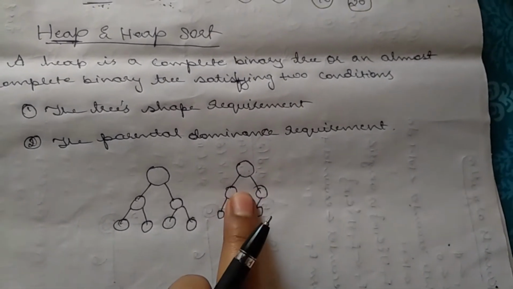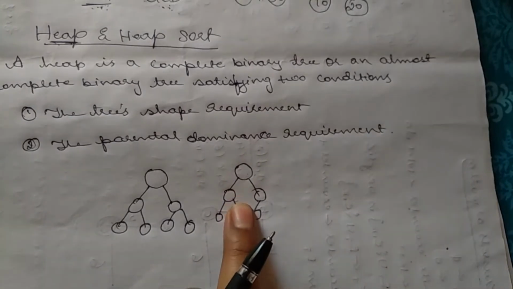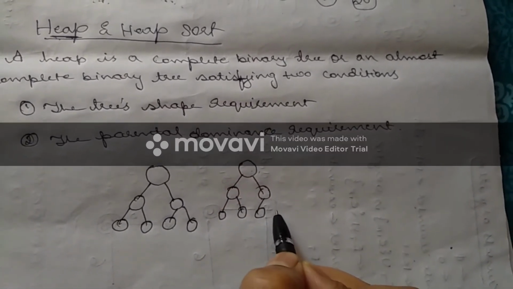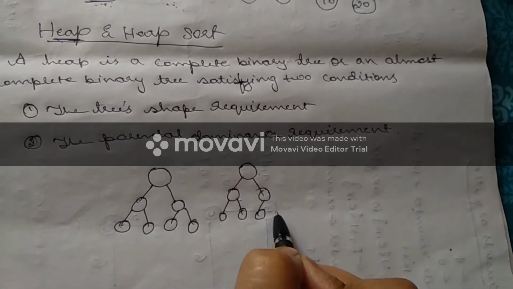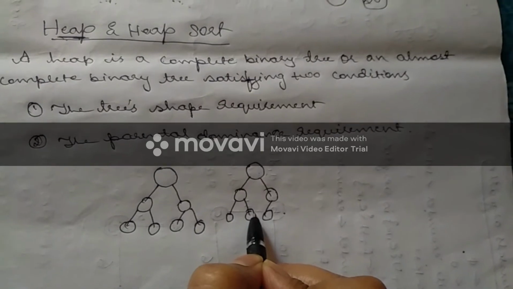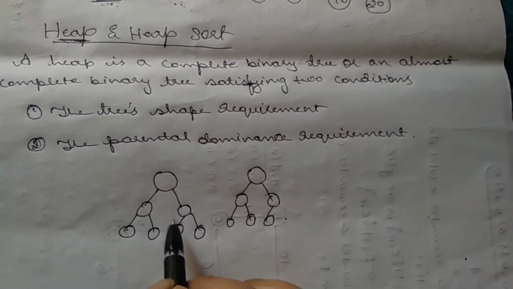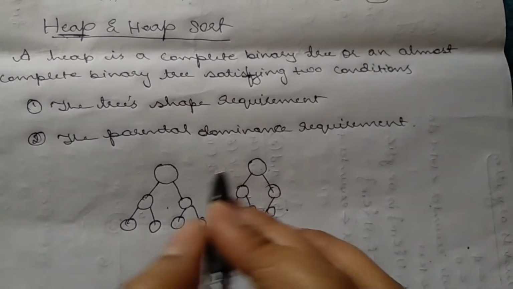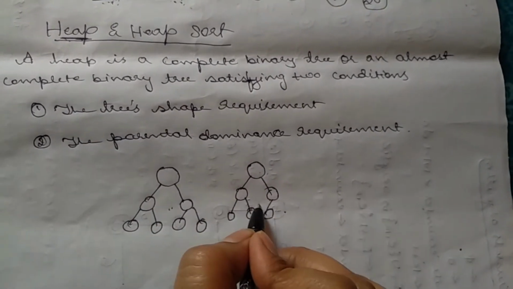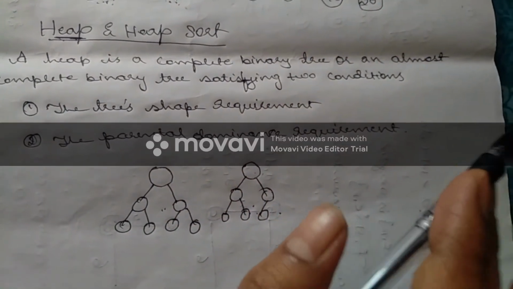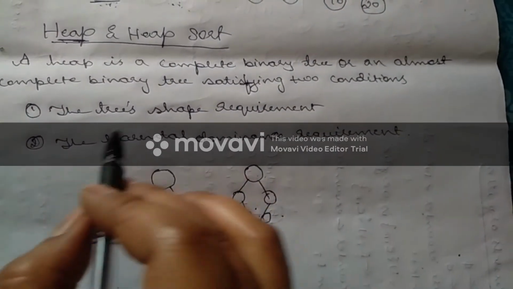Okay, if here this is not there, even this is also not an almost complete binary tree. Only if the right leaf node is missing, then it is called an almost complete binary tree. Okay, a heap is either a complete binary tree or an almost complete binary tree. It may be a complete or almost complete binary tree, but it must satisfy two conditions to say it as a heap. What are those two conditions?